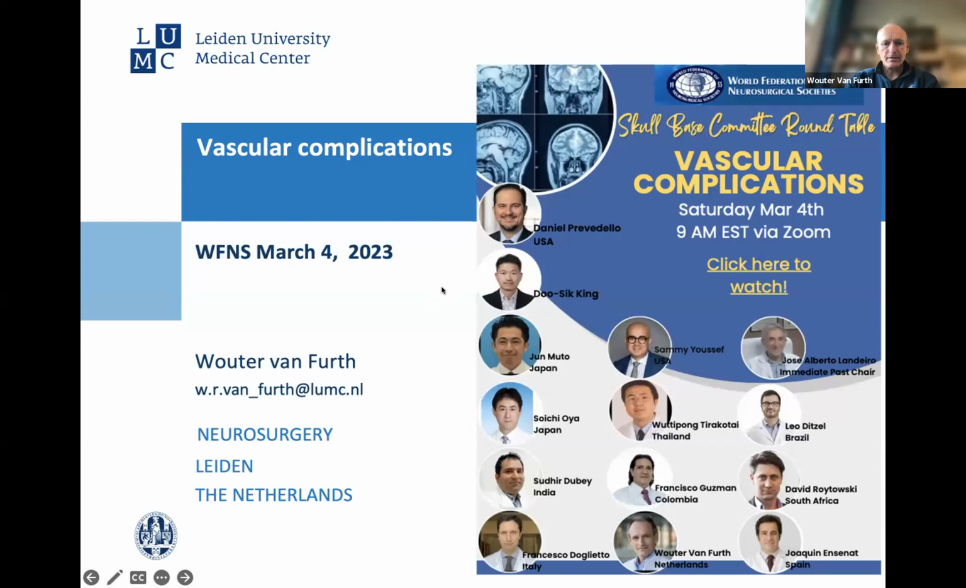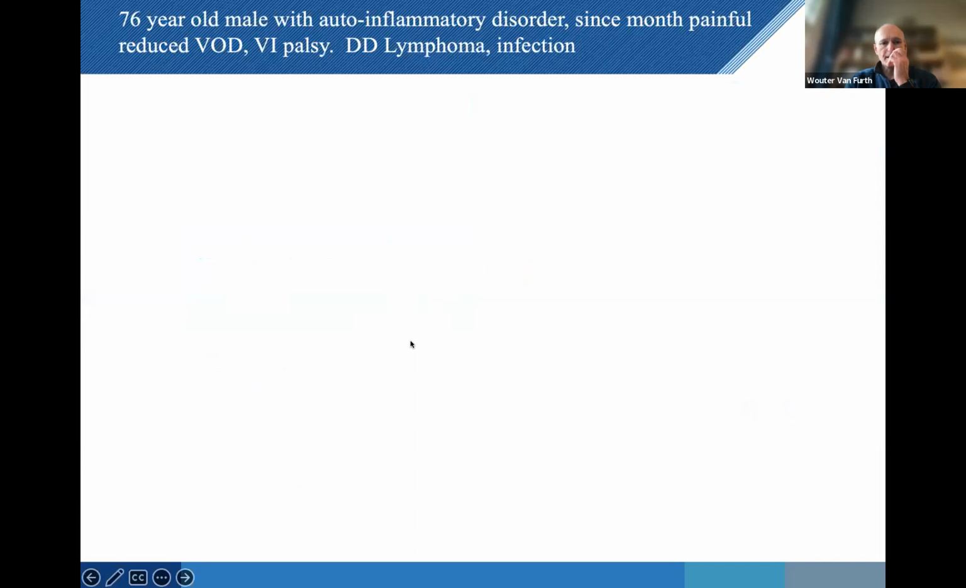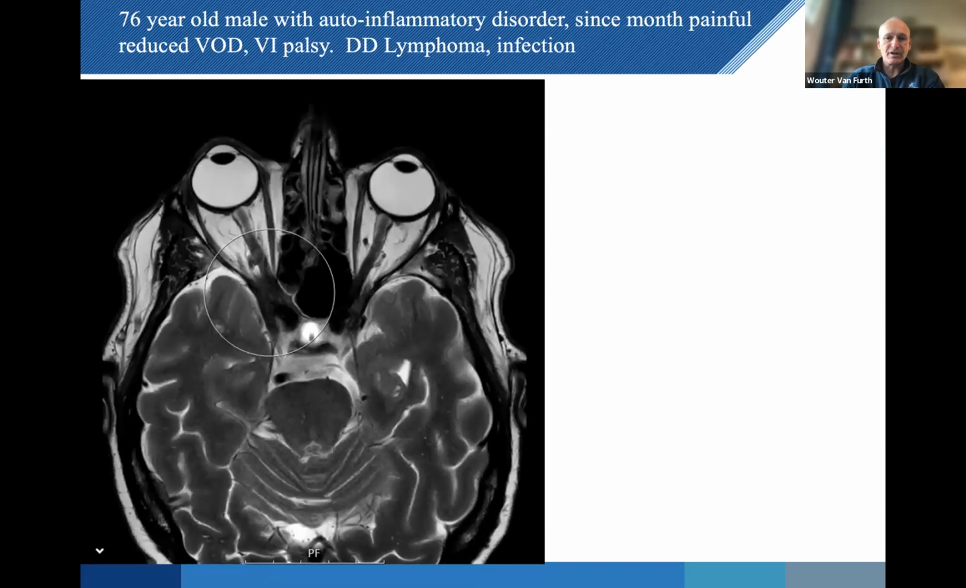So this is a 76-year-old male. He presented with painful loss of vision of his right eye and a sixth nerve palsy. And he had a history of an autoinflammatory disease, not really known what it was, but he had a broad workup and he did lumbar punctures and whatever. They couldn't find the cause of his issues. And so they asked us to do a biopsy. And the differential diagnosis at that time was lymphoma or infection.